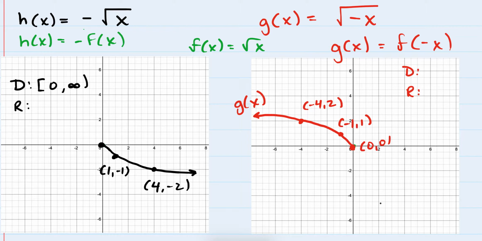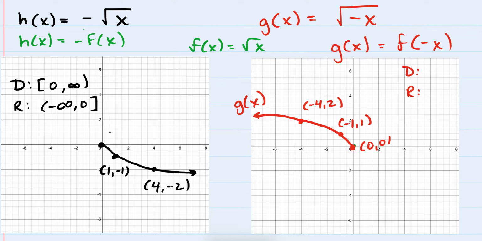And the range is going to be from negative infinity, because this is going downward. It's going to continue to go downward. So the further and further you go, it's going to be way out here, but we're still going to have a point on the line. So this is going from negative infinity, and as we go up, the last point we're going to have is 0.